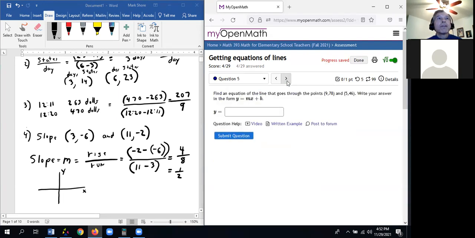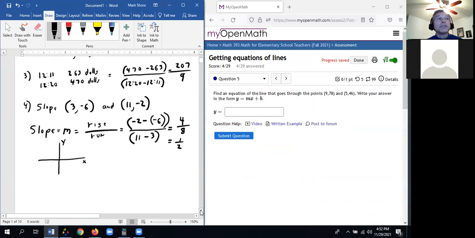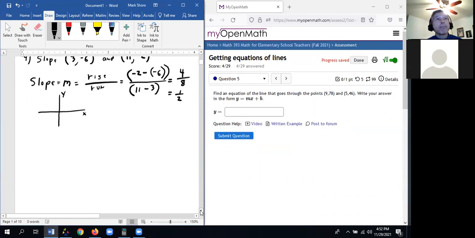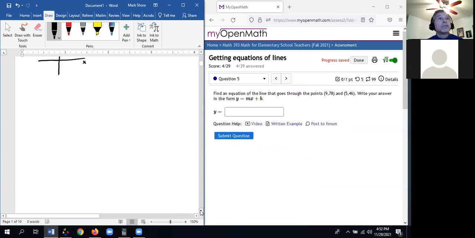Okay. So this one wants the whole equation here. So this one's a pretty rough one. So you might really want to have this one as an example, but you can see that this one has both a video and a written example on it.